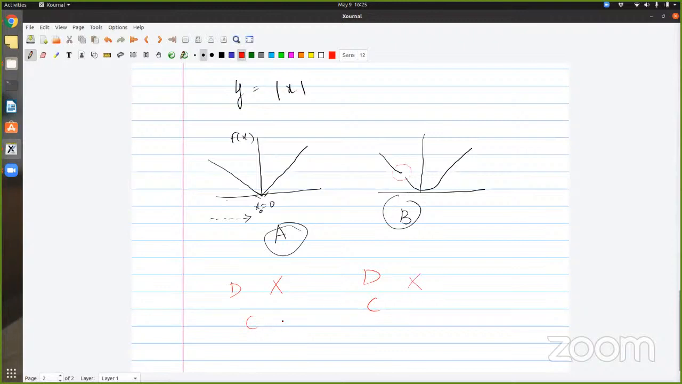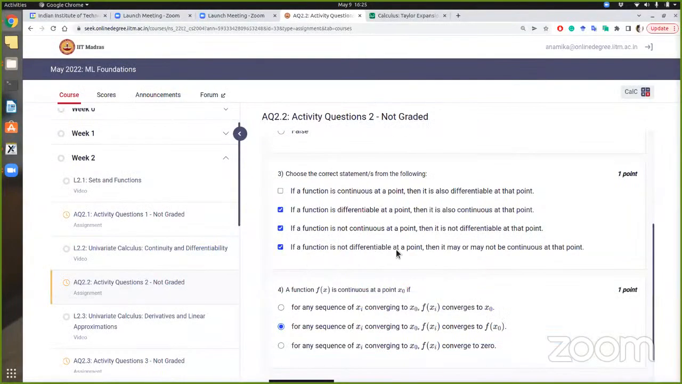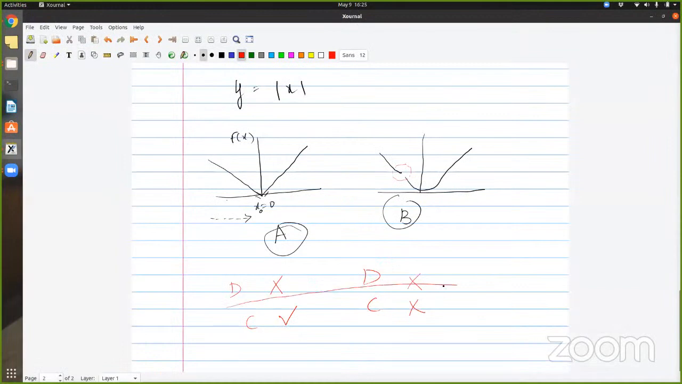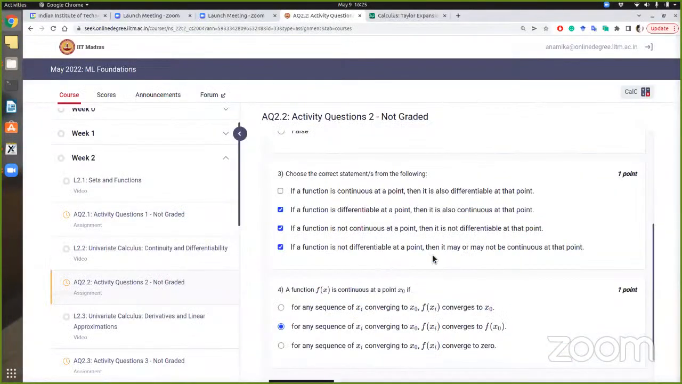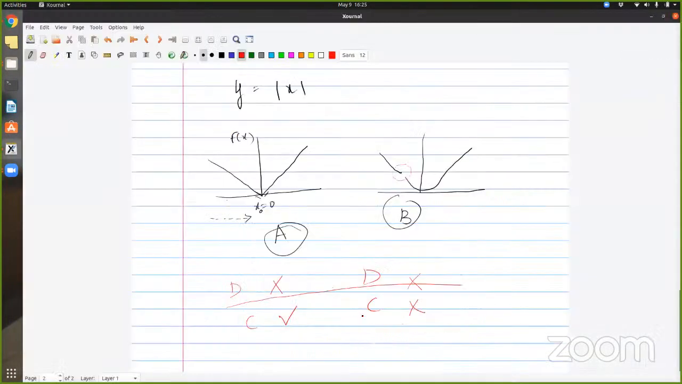Is C continuous? Yes. I'm sorry, is A continuous? Yes. Is B continuous? No. So what are we asking here? If a function is not differentiable at a point, then it may or may not be continuous. It is continuous, or it is not continuous. Is this clear now? Yeah.